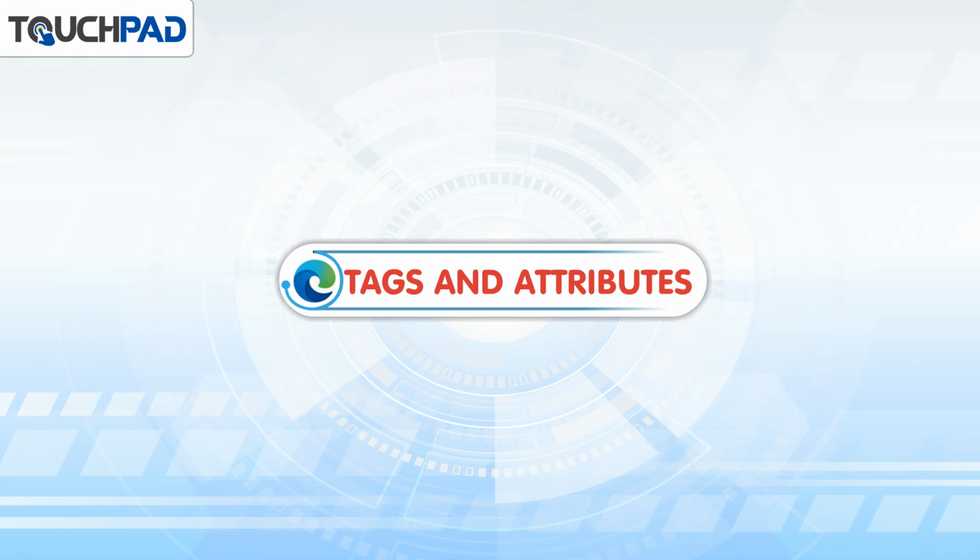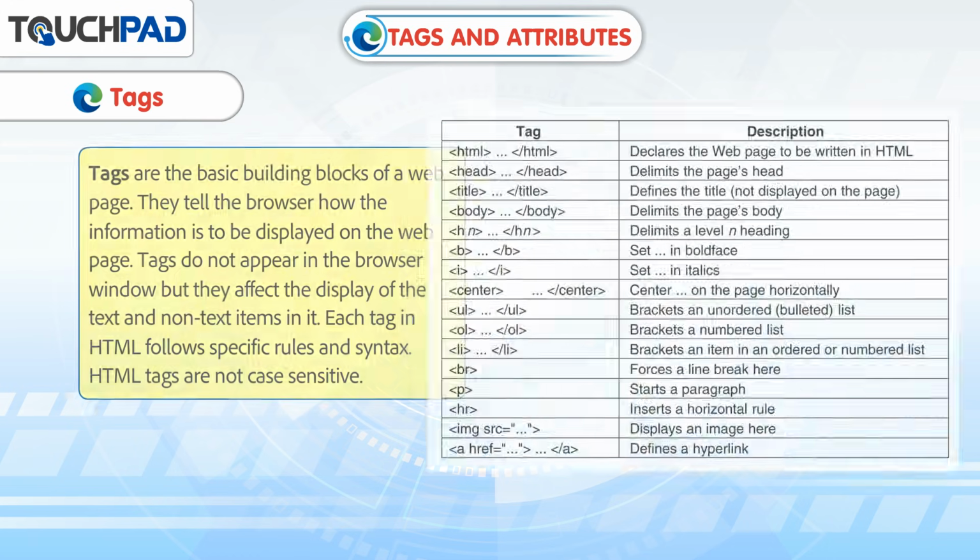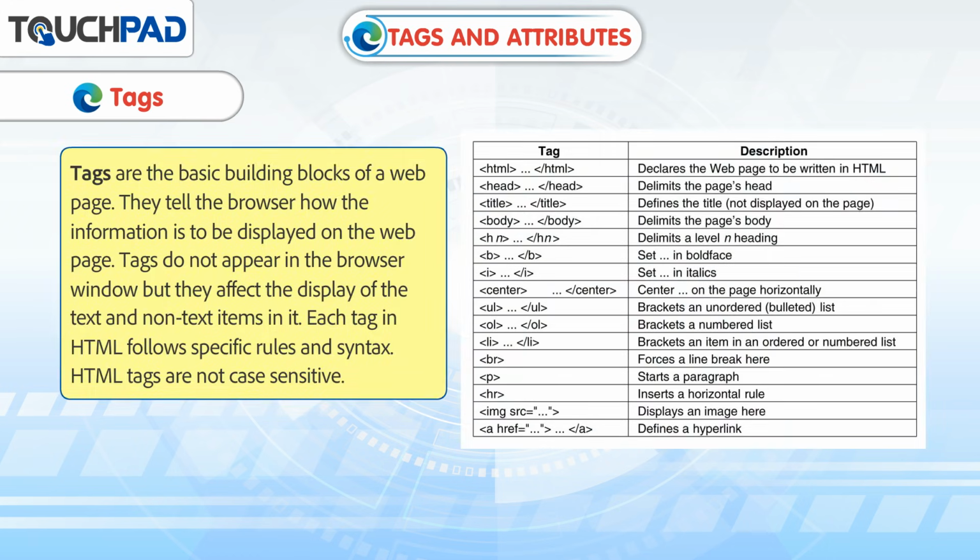Tags and attributes. As we know, HTML is a markup language; it uses tags to mark up the content of the web pages. These tags also have their attributes. Let us learn more about tags and attributes. Tags. Tags are the basic building blocks of a web page.